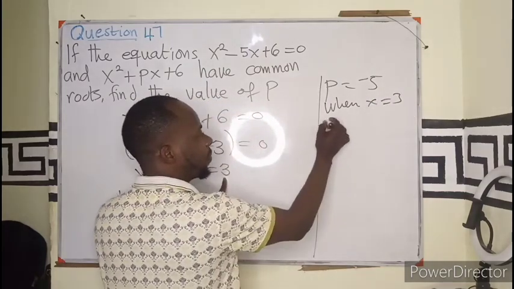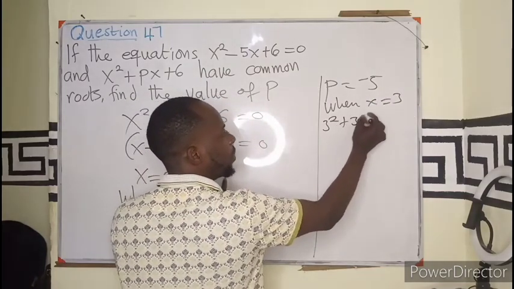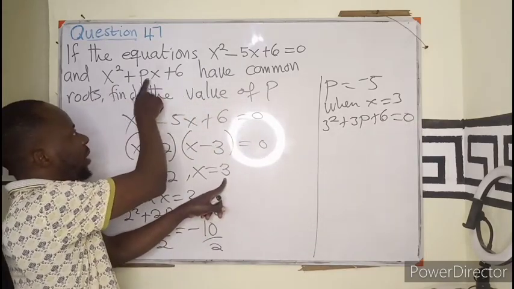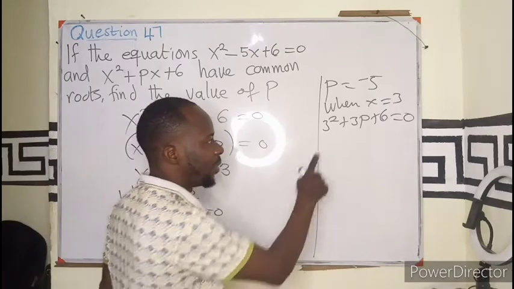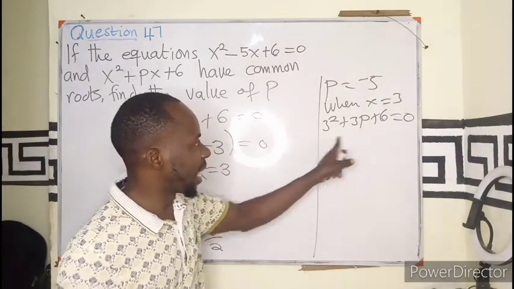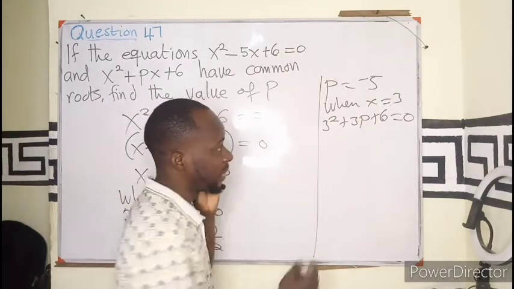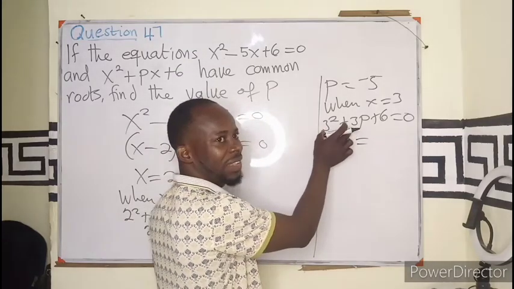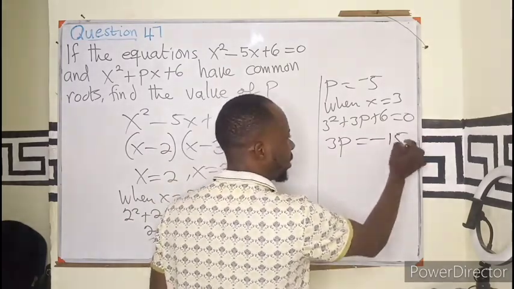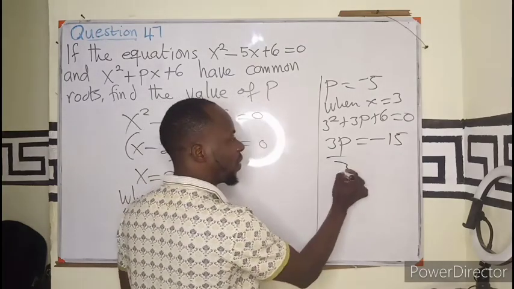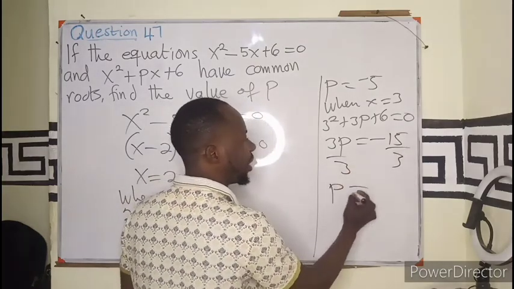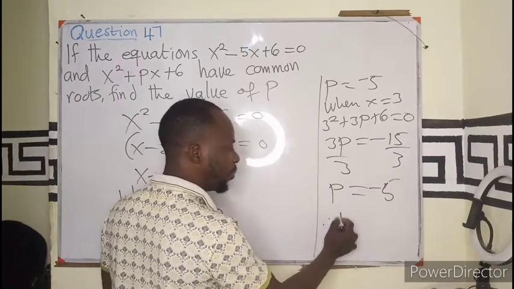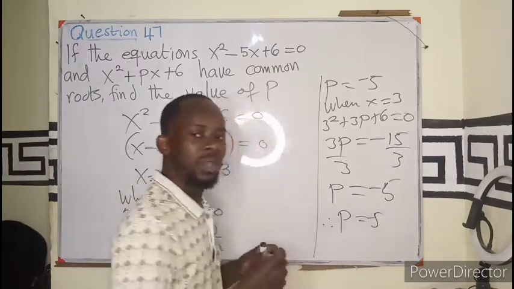So we are going to have 3 squared, 3p plus 6 equals 0. 3 squared, 3p plus 6. I believe this will give us 9. 9 plus 6 is 15. So I have 3p equals 15, and the 15 on the left becomes minus 15. So over 3, p is the same as what? Minus 5. Therefore, p is minus 5.